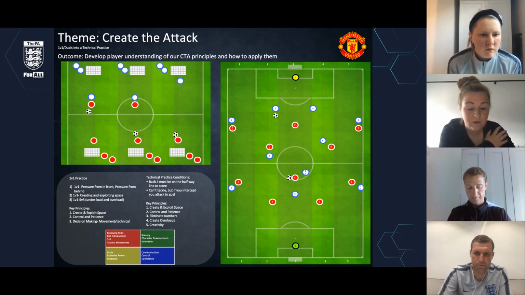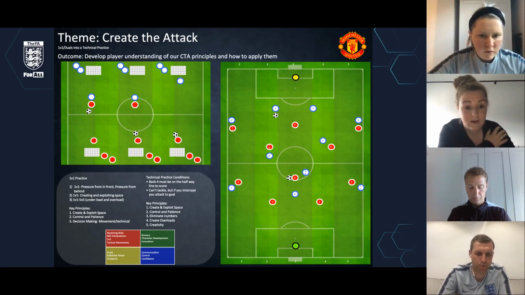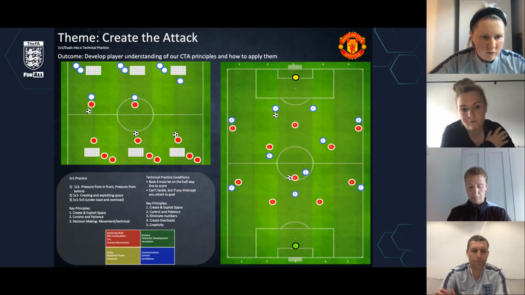Okay, success for us in this part of the practice is to cover 5 lanes, because we want to play with width. So who does that? What does it look like, and why are you doing it? Can you get, when you're creating the attack, 2 threats on the back line? And the back 4, can you make sure you've got security behind the ball? That's what success would look like for us in this practice.